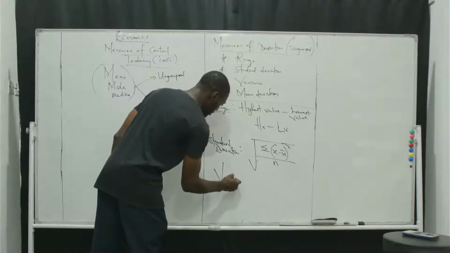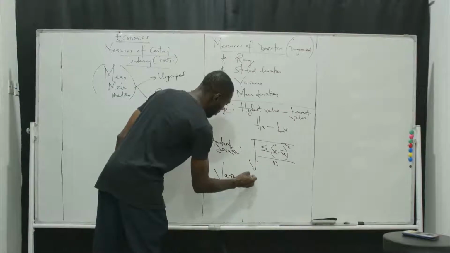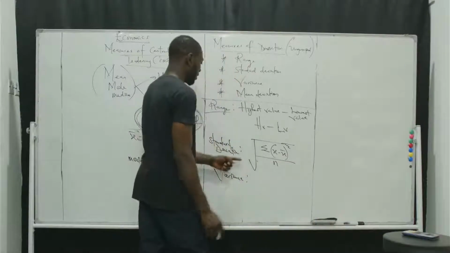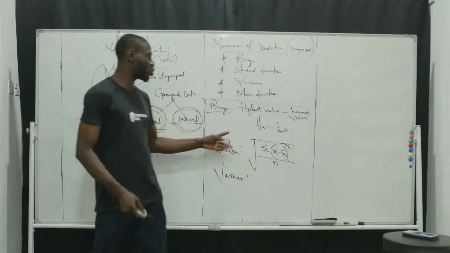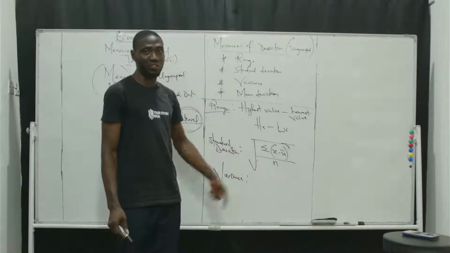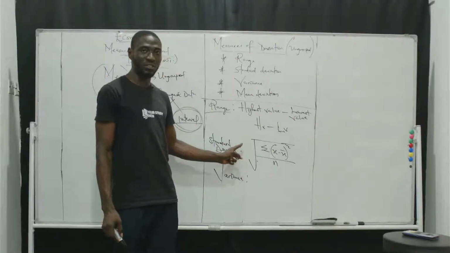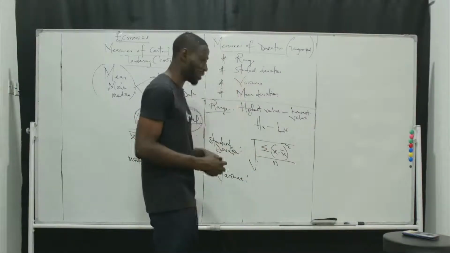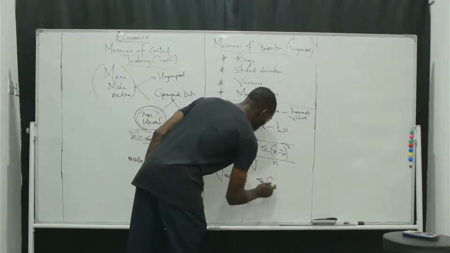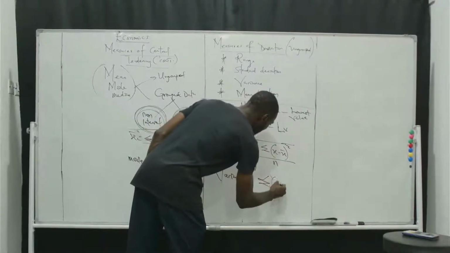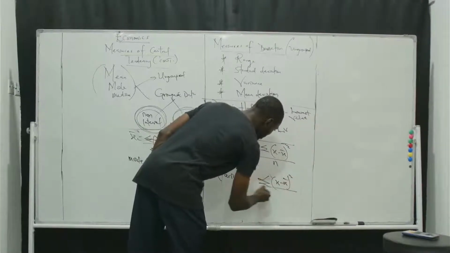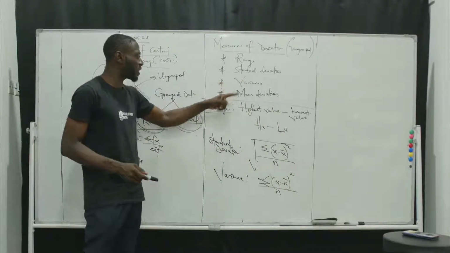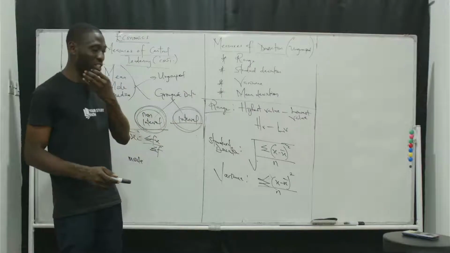Then you move to variance. Don't forget that for ungrouped, there's no frequency. For the variance, when you square your standard deviation, you get your variance. So when I square this, the square root disappears. So what I have here is summation, open brackets, you observe that the mean is there, over n. You see it now? So from the standard deviation, variance, and mean deviation, the mean is there. Are you following it now?